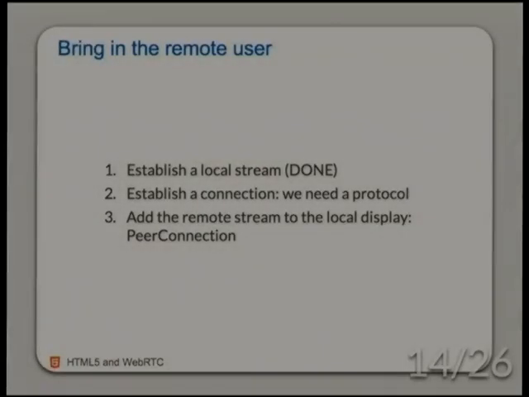So, right, we've done the first part. We've established a local stream. We're getting the data of our local video camera. That wasn't so hard. So now let's do the next steps. The next steps are to establish a connection with our peer and then to share the video over that connection.